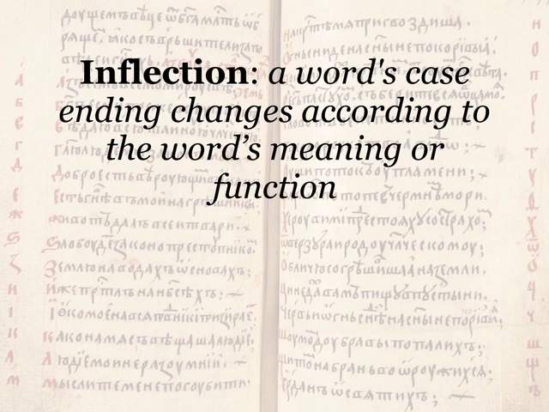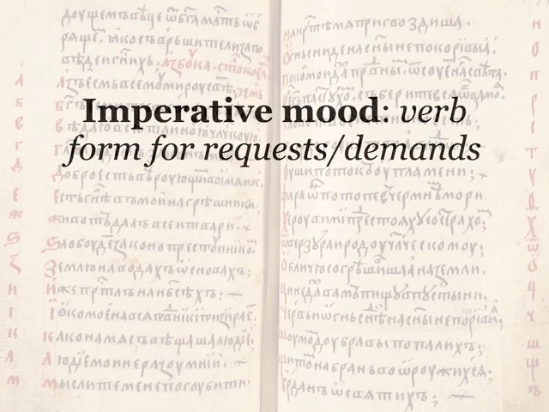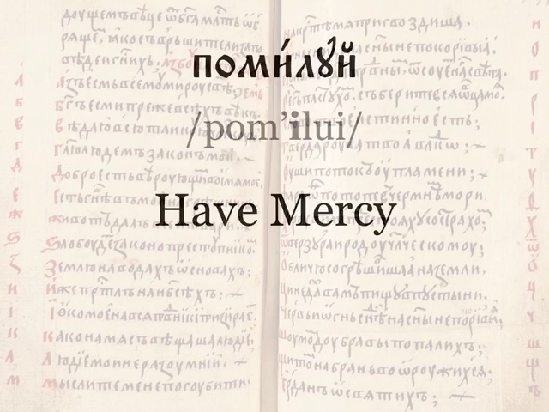In Church Slavonic, verbs in and of themselves can contain much more information and can show this request, which is called the imperative mood. Verbs also change endings, as well as beginnings, that is, they take prefixes, and usually change more drastically than nouns. The change of a verb indicates its category or what type of action it is performing, and who is performing that action. Thus, Pomiloi is have mercy.